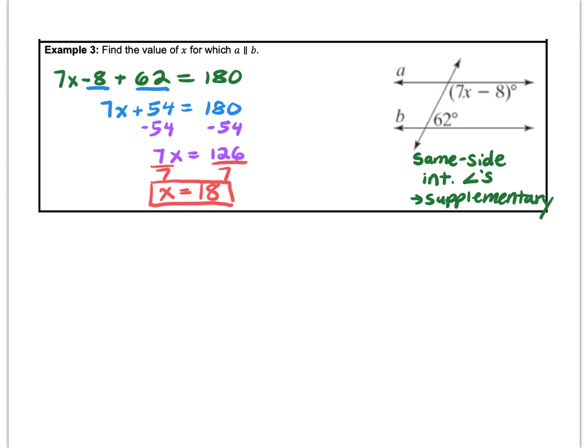Here we don't need to find the measures of the angles. We just needed to find x equal 18. If you wanted to, you could double check and plug it back in to the 7x minus 8. So I could take 7 times 18, subtract 8, and that is 118, which, if we verify, 62 plus 118 does add to 180.